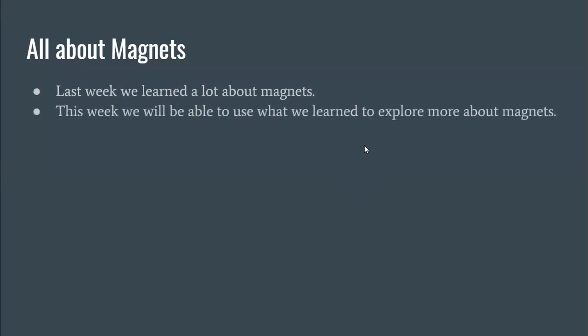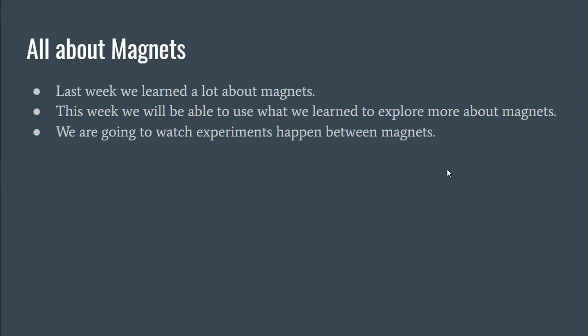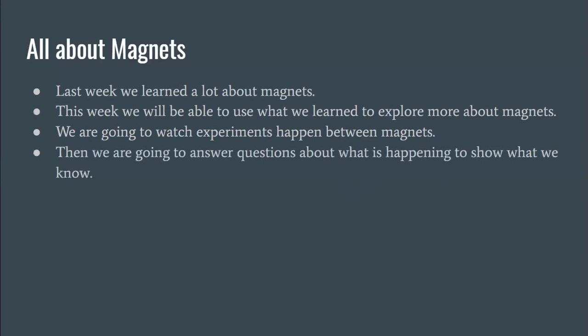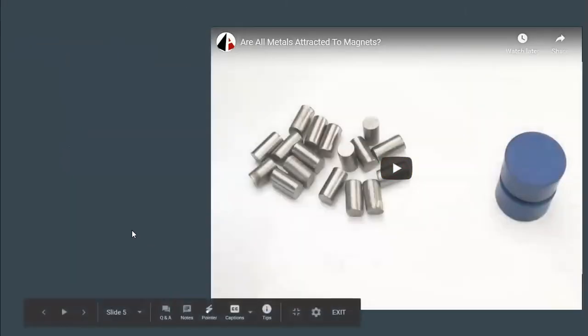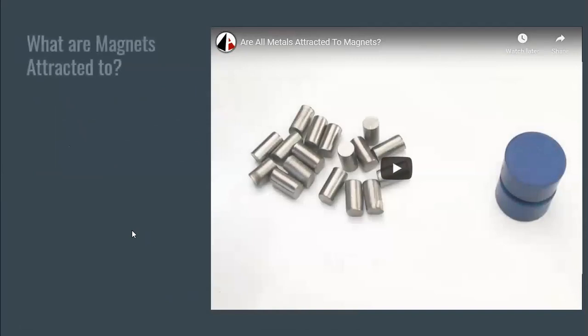So all about magnets. Last week, we learned a lot about magnets. This week, we'll be able to use what we learned to explore more about magnets. We are going to watch experiments happen between magnets. Then we are going to answer questions about what is happening to show what we know. So here's our first video about magnets. We're going to learn what magnets are attracted to. So let's go ahead and take a look.